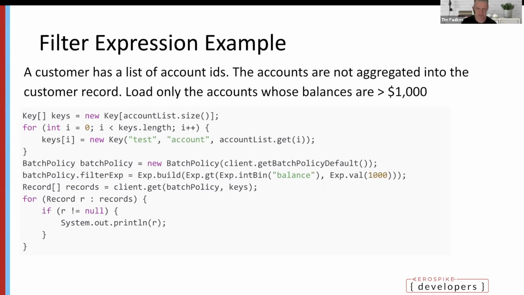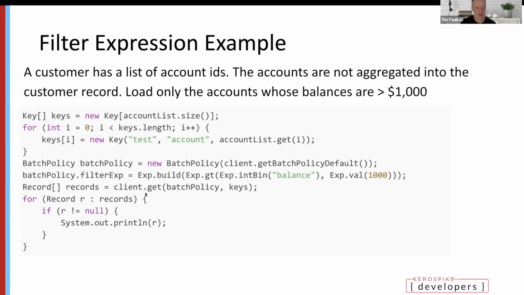and bringing it back to the client. So what I'm going to do is set a batch policy on the filter expression. My filter expression is: is the integer value of the balance greater than 1,000? If it is, this will return true. And I've attached this onto that batch policy.